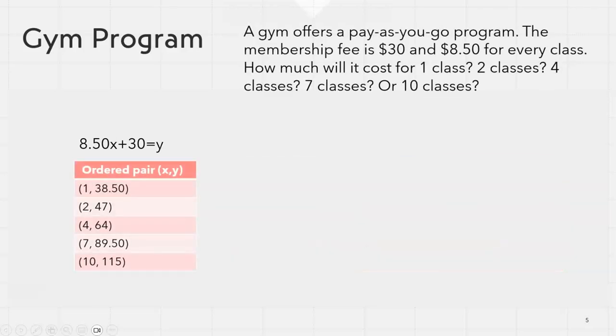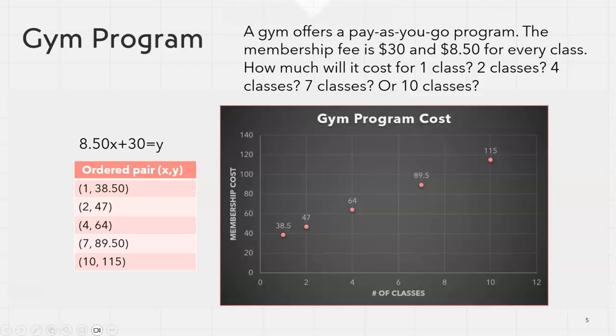So here is our lovely graph, and since this is a linear function, we could use it to predict classes in between, so 3, 5, 6, even up to 12, or 100 classes if we so wished, but I won't go that far. For 5 classes, it would be $72.50. For 12 classes, it would be $132 total. And we could use this to predict even further if we wanted to.